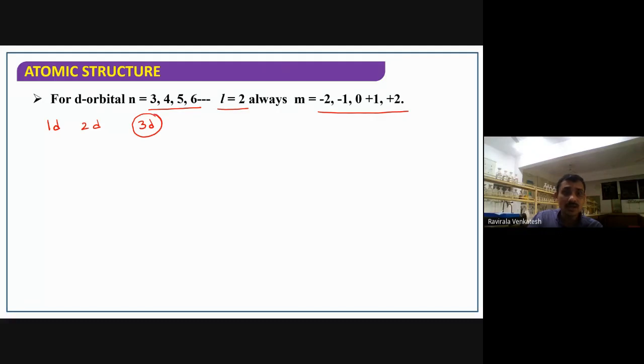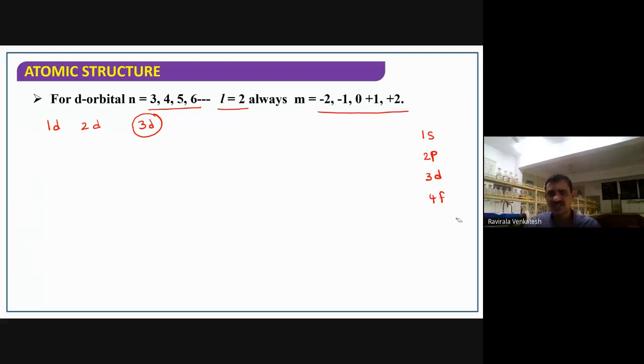The d orbital starts from the third principal quantum number. S starts from the first principal quantum number. P starts from the second principal quantum number. D starts from the third principal quantum number. F starts from the fourth principal quantum number. Similarly, G starts from the fifth principal quantum number.